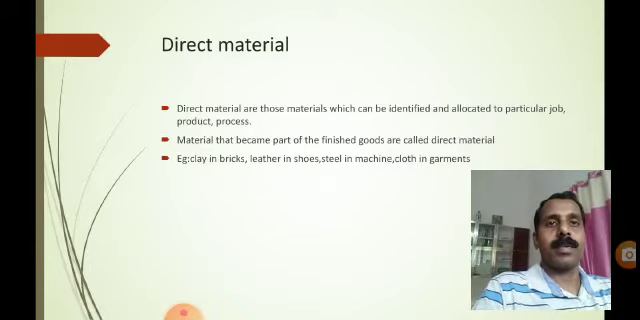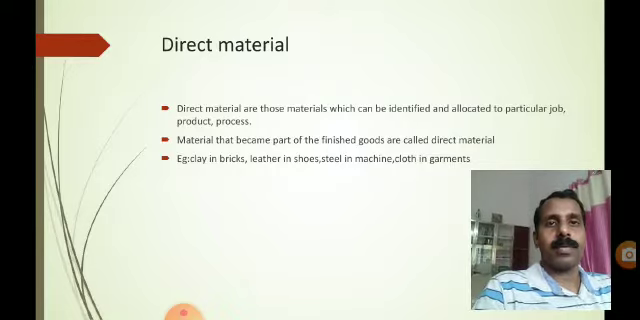What is direct material? Direct materials are those materials which can be identified and allocated to a particular job, product or process. That means the material that becomes part of the finished goods is called direct material. For example, leather is the raw material. Leather is direct material that becomes part of the finished product, the shoe.